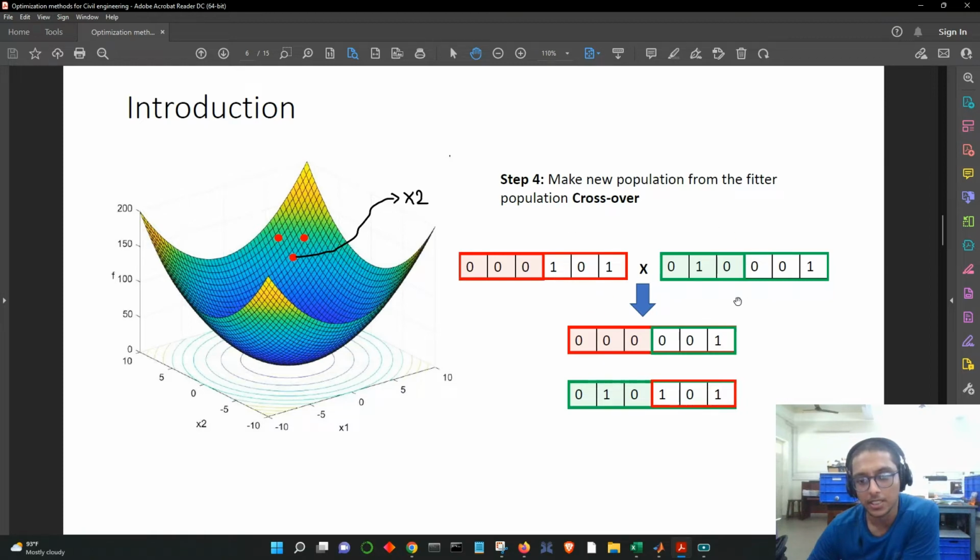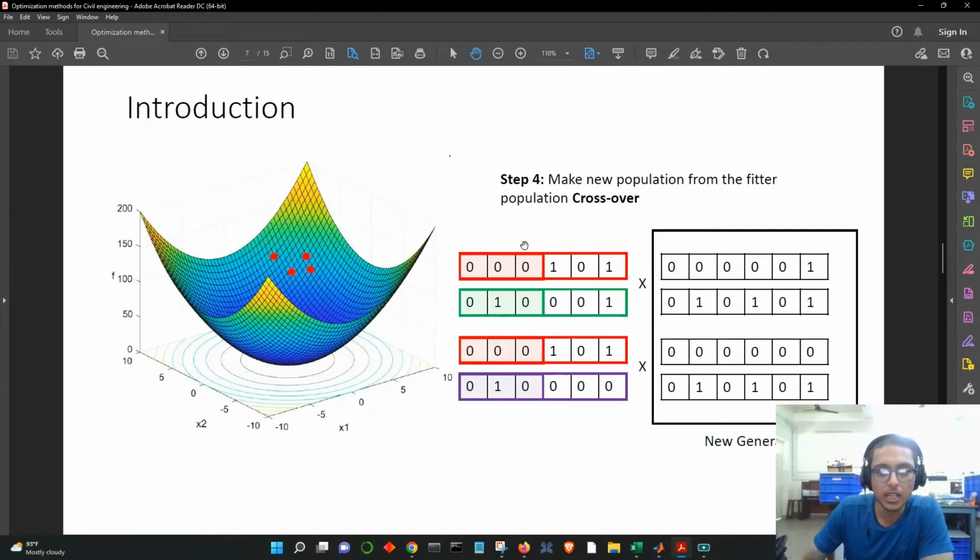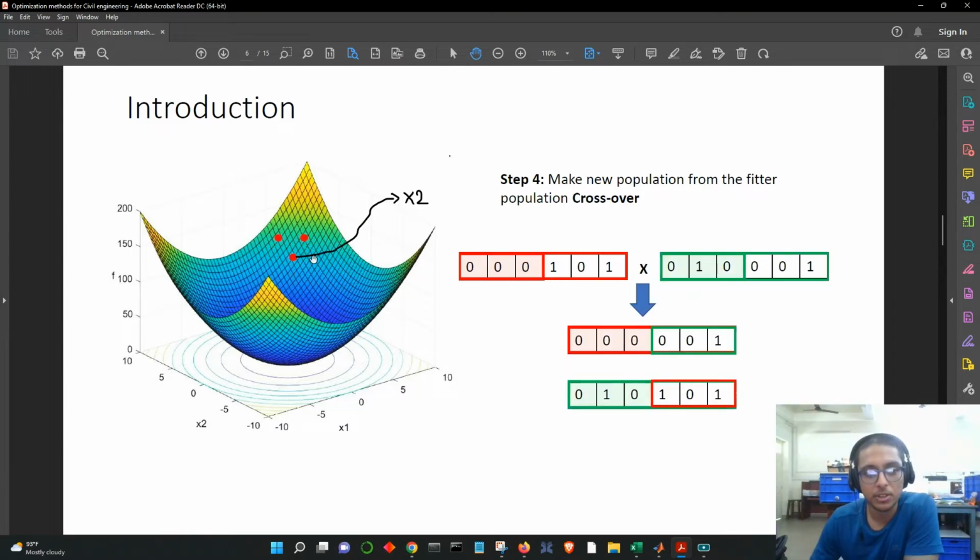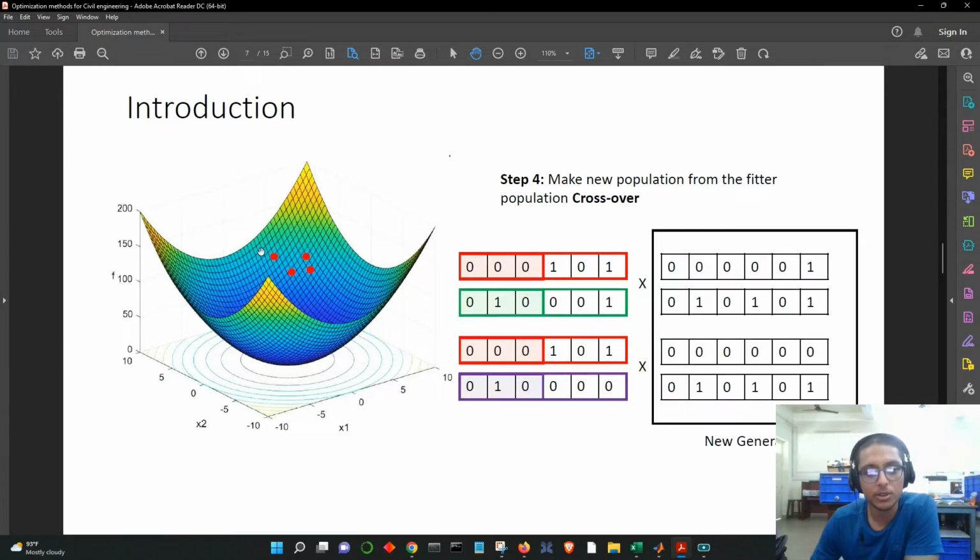I will not do two sides. So let's say I decided that. So the 000 of this red one will go with the 001 of this green, and they will produce two offsprings. So like that, when I do this crossover with all the four, we get four new solutions. So that's what we can see. So from these three, I get these four new solutions. So this is the new generation.